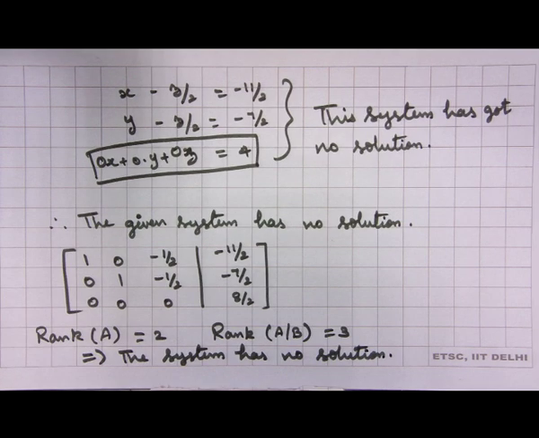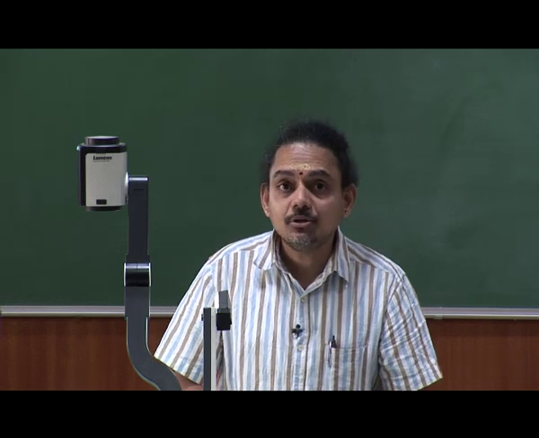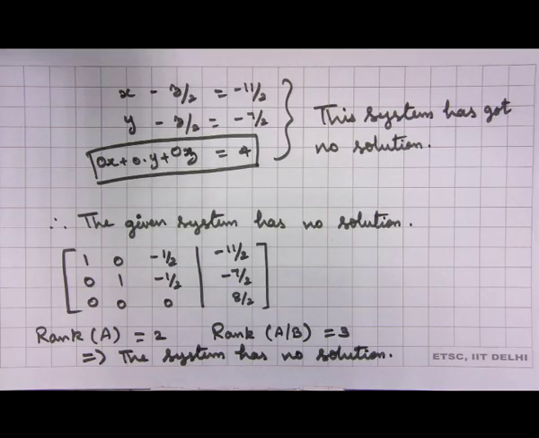What we wanted for the solution to exist is that the rank of A should be equal to the rank of the augmented matrix, but that is not the case here, which can be easily observed. Now, let us do one more example.